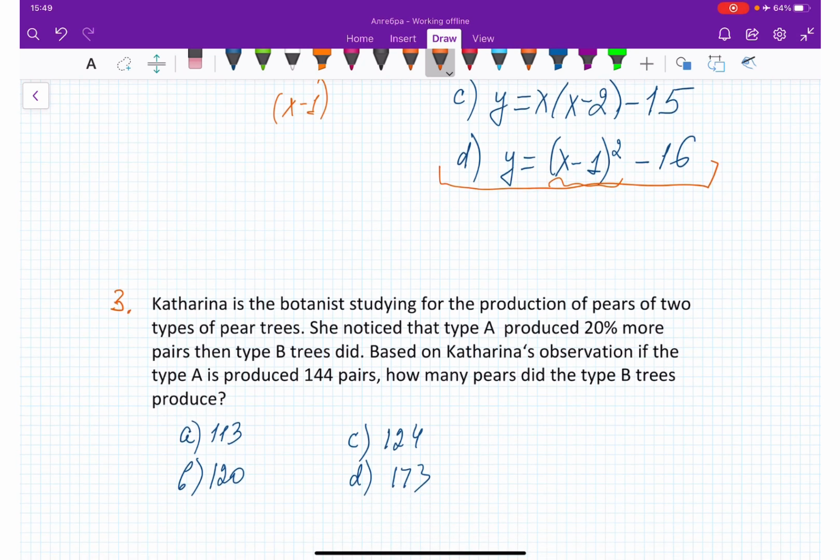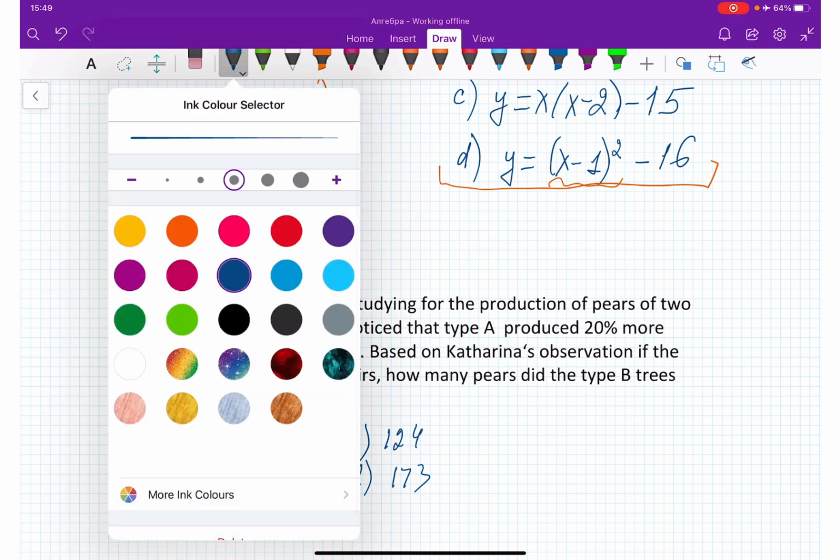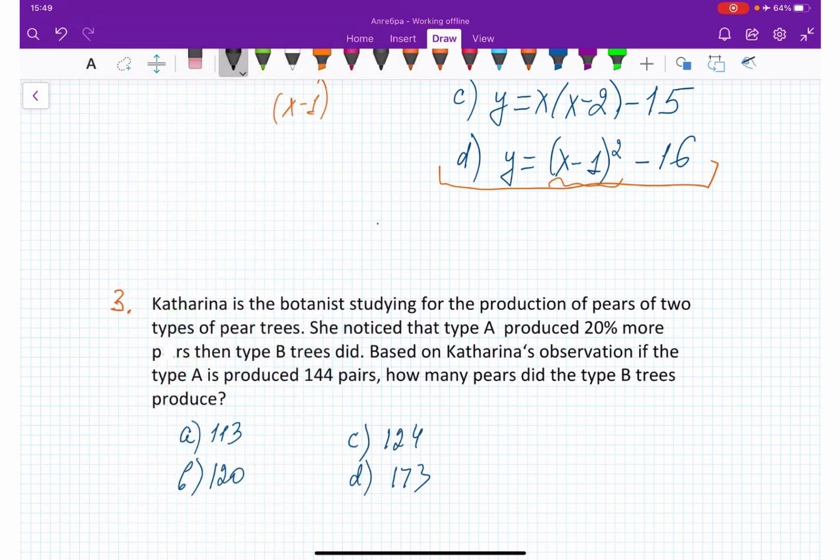Okay, next is a word problem. Katerina is a botanist studying the production of pears of 2 types of pear trees. She noticed that type A produces 20% more pears than type B.